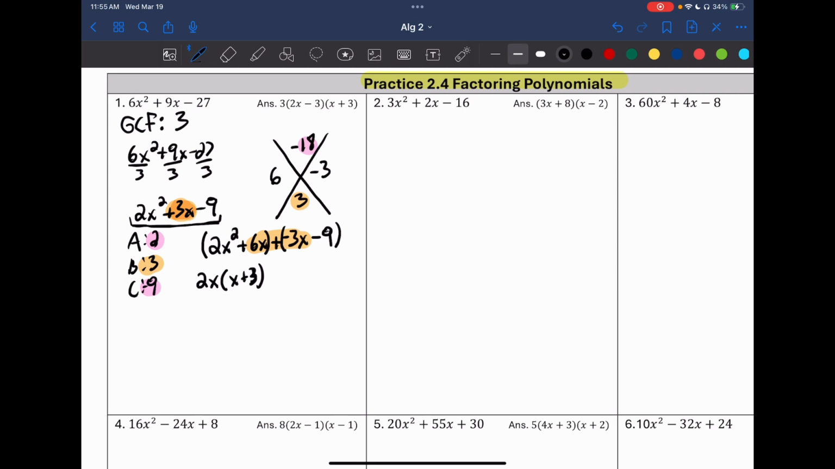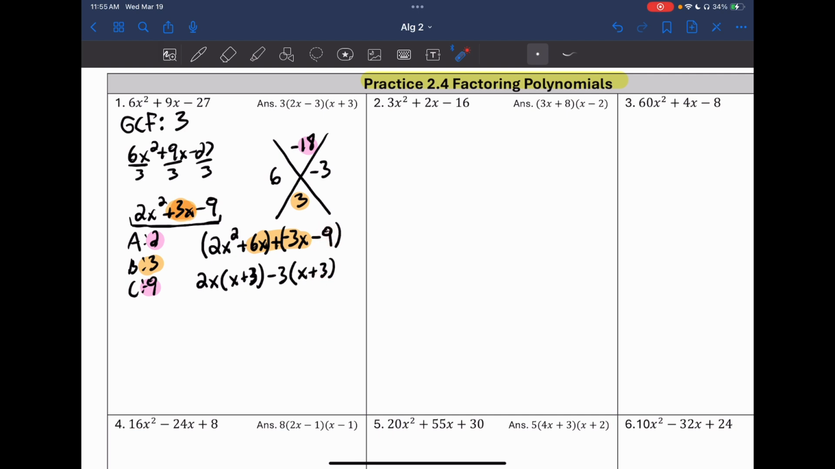Looking at the second one, we have negative 3x minus 9. What's our greatest common factor between those two? Well, it is negative 3. And to make sure we distribute correctly, we're going to put x plus 3 there. And make sure that you see that negative 3 times positive 3, that's going to give us the negative 9 that we're looking for.